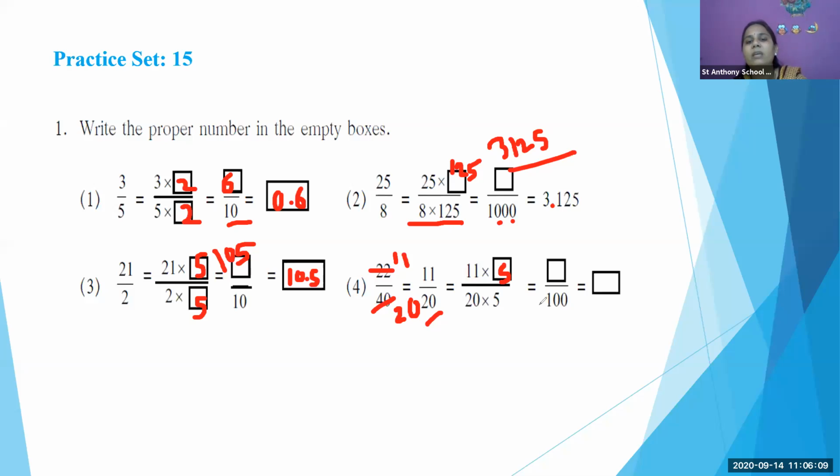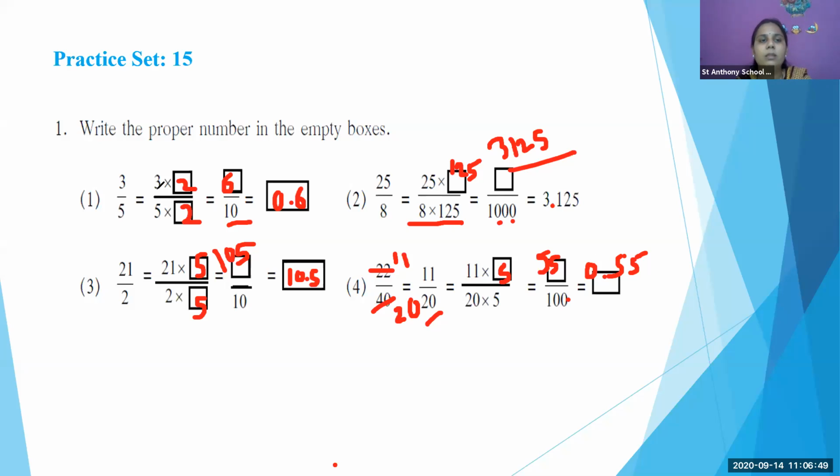Now 11 5s are what? 11 5s are 55, right? Now where will my decimal point be? I will write 55 as it is. Now 2 zeros are there, 1, 2. So here our decimal point will be, and the answer is 0.55. Understood everyone this? Okay.